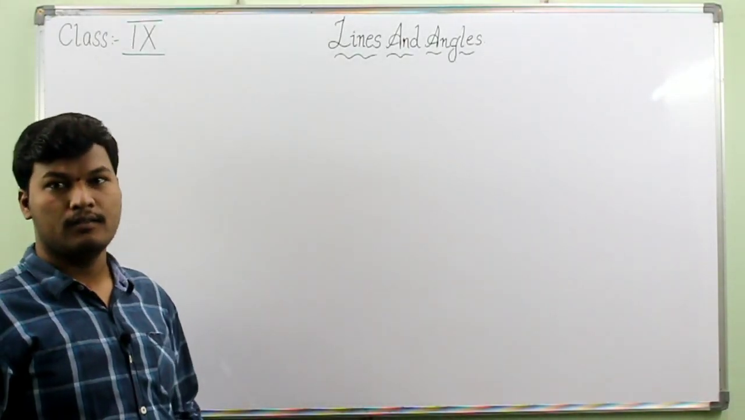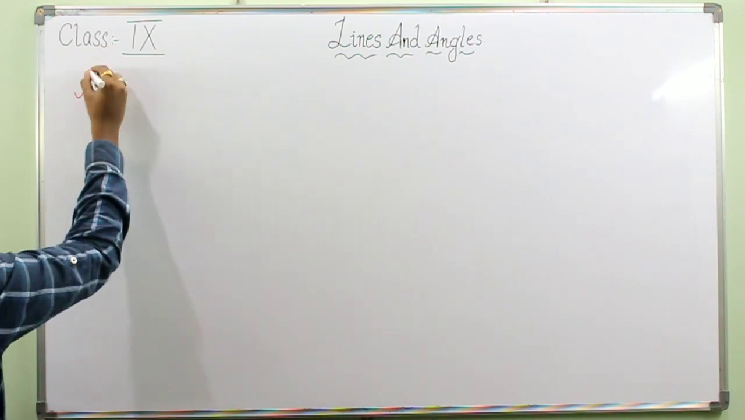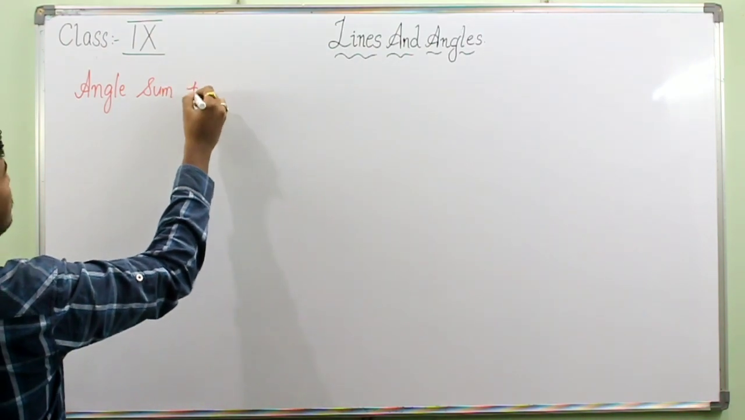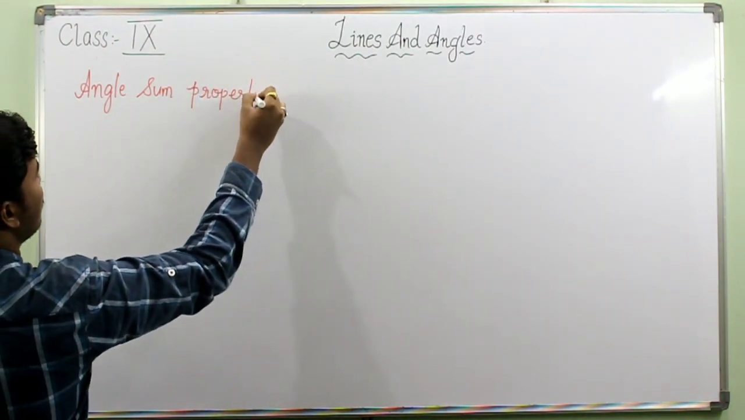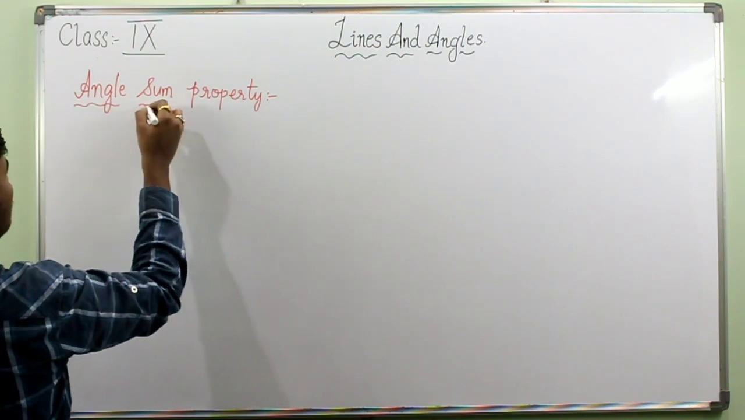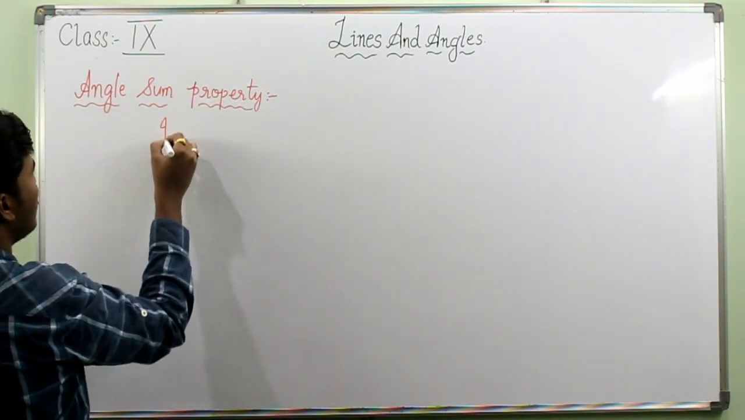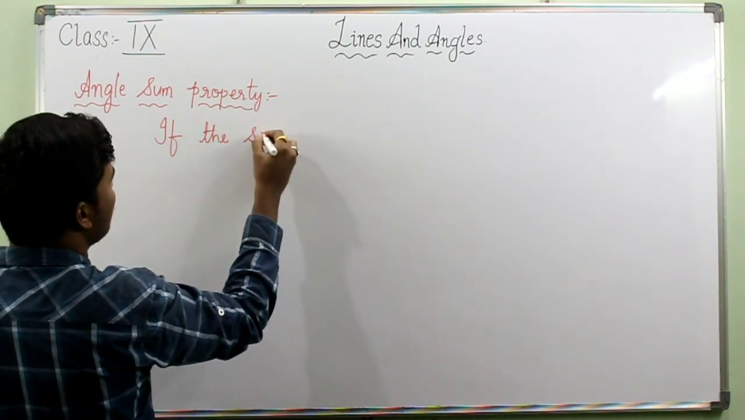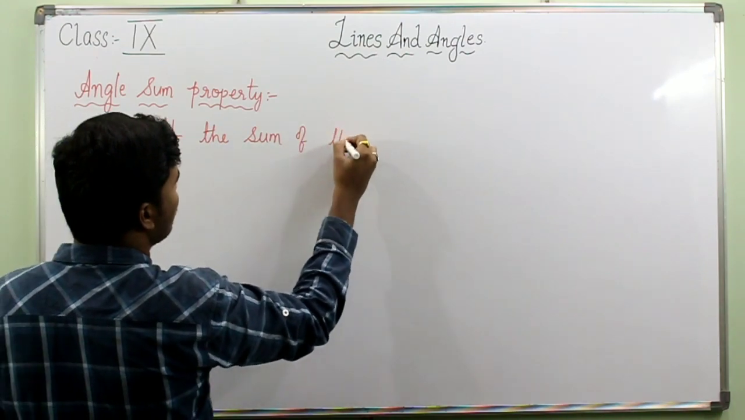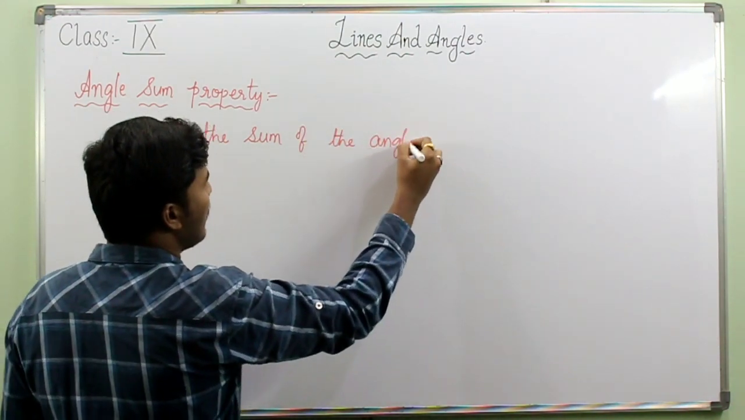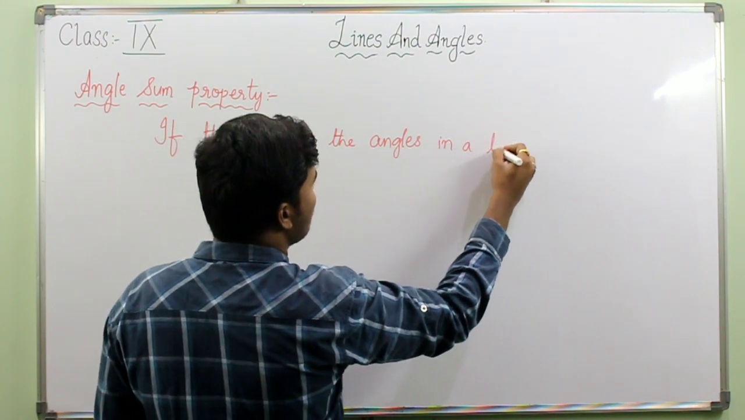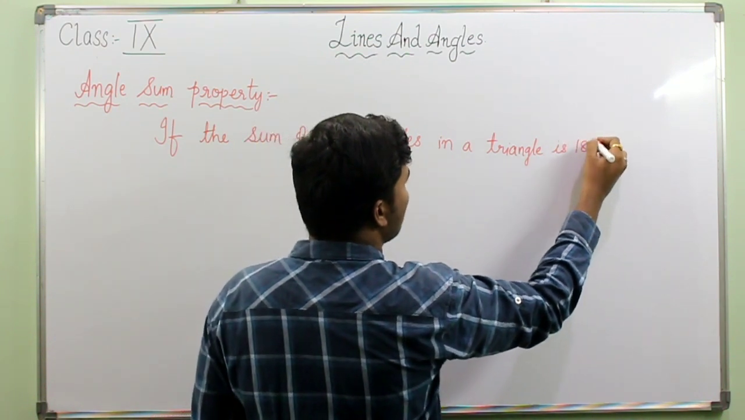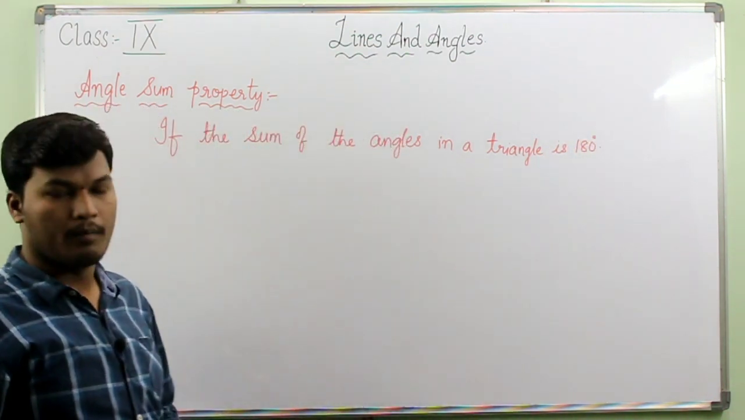Today let us discuss the angle sum property. What is this angle sum property? If the sum of the angles in a triangle is 180 degrees, it is called the angle sum property.